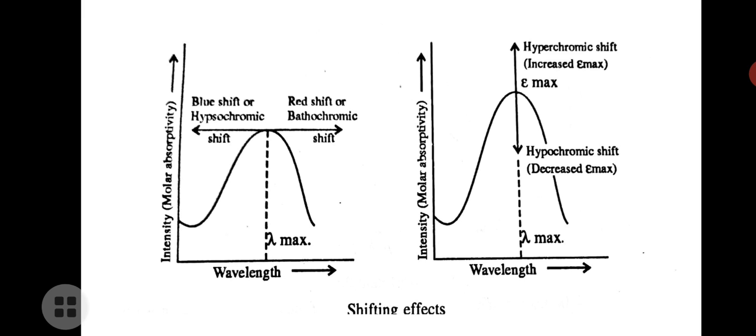The first is bathochromic shift, or we call it red shift. Second is hypsochromic shift or blue shift. Third is hyperchromic shift. And fourth one is hypochromic shift. So we have drawn here two figures. First figure is showing bathochromic and hypsochromic shift, and the second figure is showing hyperchromic shift and hypochromic shift. So let us discuss all these four types of shifts in detail with the help of examples.